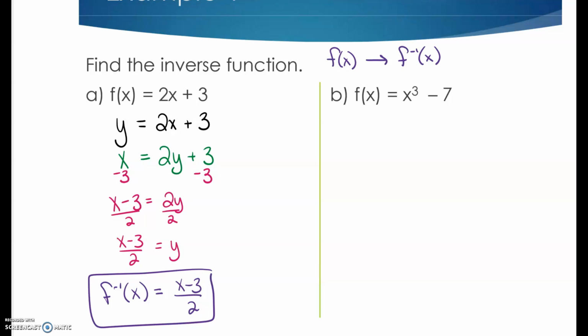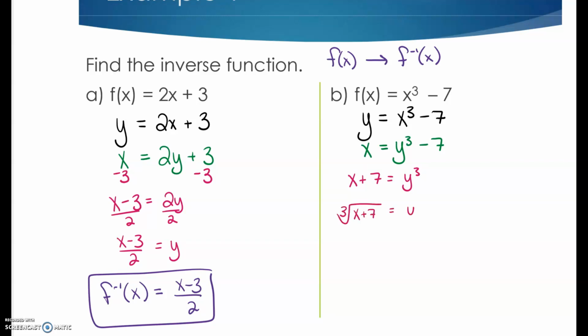Okay, for part B, our first step is f of x is the same as y equals. Switch the x and the y. So y becomes x, x becomes y. Now we need to get y by itself. So I'm going to add 7 on both sides. So we have x plus 7 equals y cubed. How do you undo a cube? With a cube root. So the cube root of x plus 7 is going to equal y. And now to write this as our final answer, we use the fancy inverse symbol, f negative 1 of x equals the cube root of x plus 7.